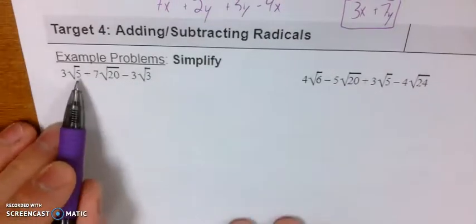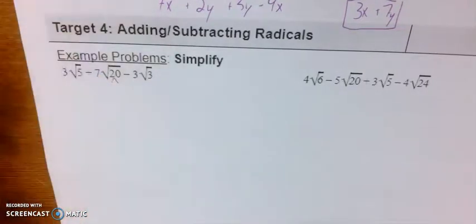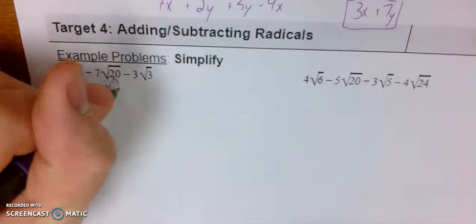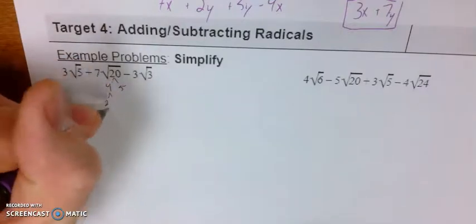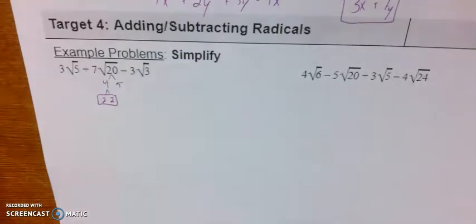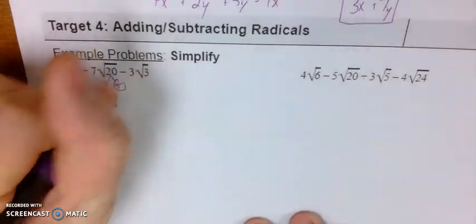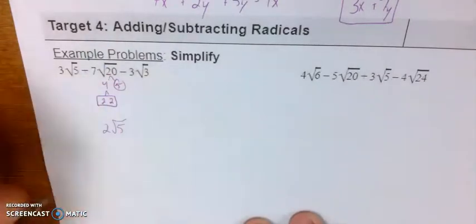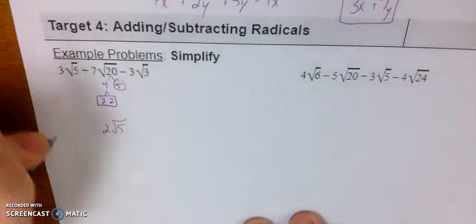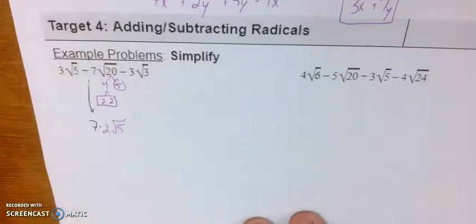5 is prime, so I'm not going to try to break that down. Same thing with 3. 20, however, that can factor out. I'm going to go with 4 and 5. 4 breaks down into a 2 and a 2. So I've got a pair of 2's, which means a 2 can come on the outside. And then that 5 was left over, so 5 stays on the inside. We still had the 7 that was kind of hanging out front. That's just going to come along for the ride.